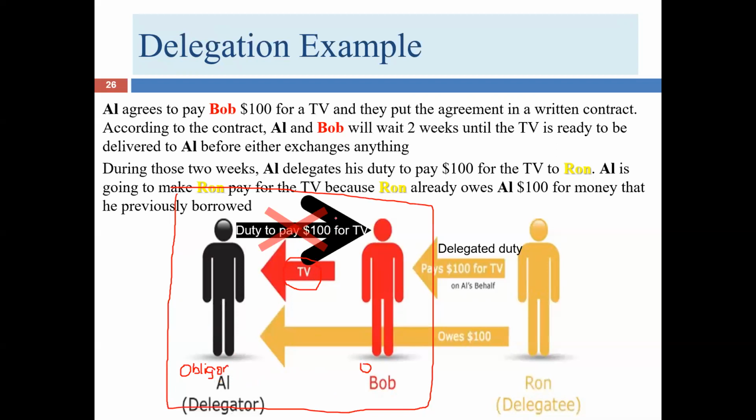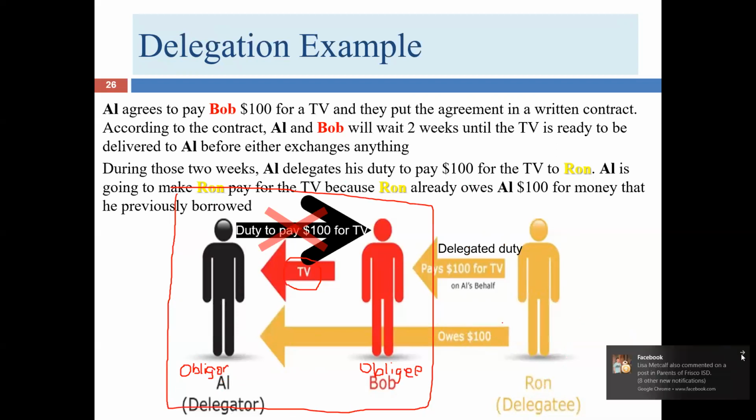So we're focusing on this part of the equation, and so we're going to call Al the obligor and Bob the obligee. You could also call Al the promisor and Bob the promisee. Al has chosen to delegate his duty to pay the $100 to Ron, which makes Ron the delegatee. And then this is the duty. And now we have this other element which explains why Ron's willing to do this. So hopefully this makes sense, kind of what's going on under these circumstances. Again, the language, the definitions is probably the trickiest part about this.